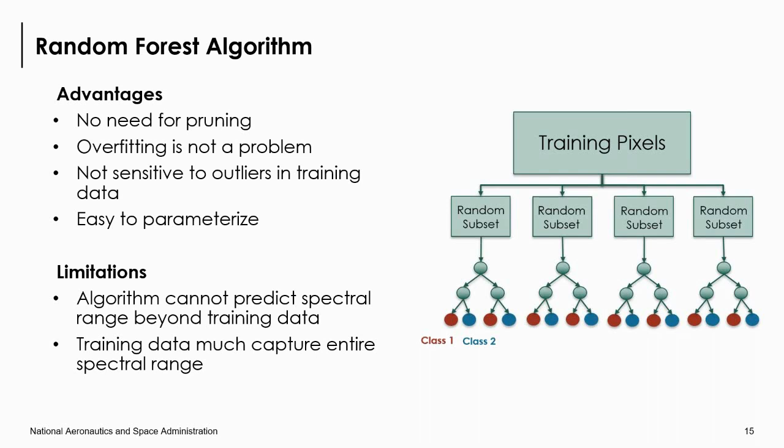Because of this decision tree model, it's also really easy to parameterize. The training data, or the correctly identified pixels, are really important to this algorithm, as it uses only the spectral range of those data to run the classification.